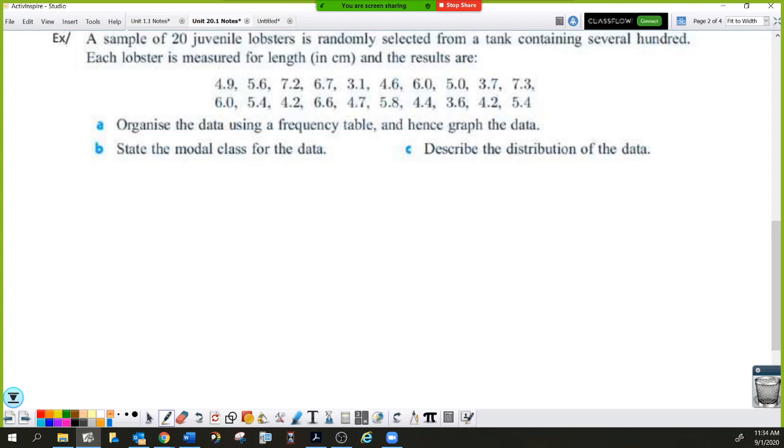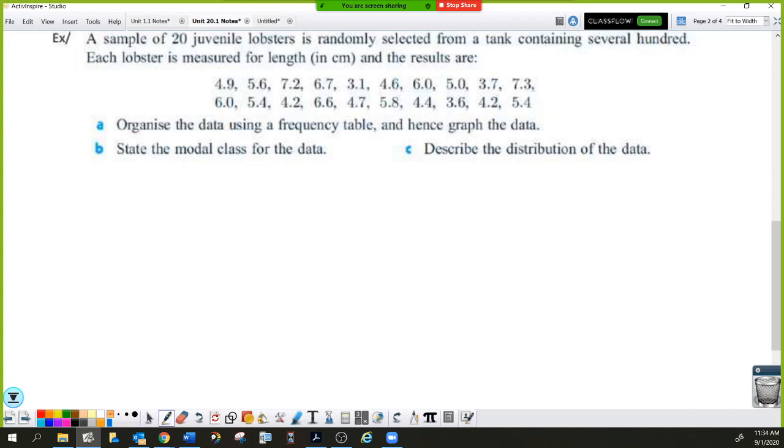A sample of 20 juvenile lobsters is randomly selected from a tank containing several hundred. Each lobster is measured for length. So this is a measurement. That means we're talking about continuous data. Look, decimals. Decimals didn't mean it had to be continuous, but they're a good predictor, right? And here are the results. It says organize the data using a frequency table and hence, everybody's favorite word, graph the data.